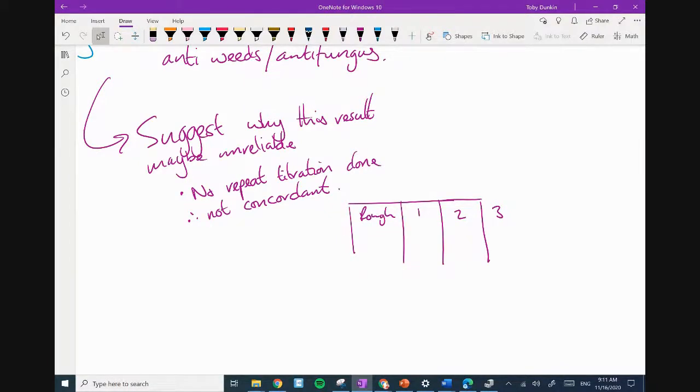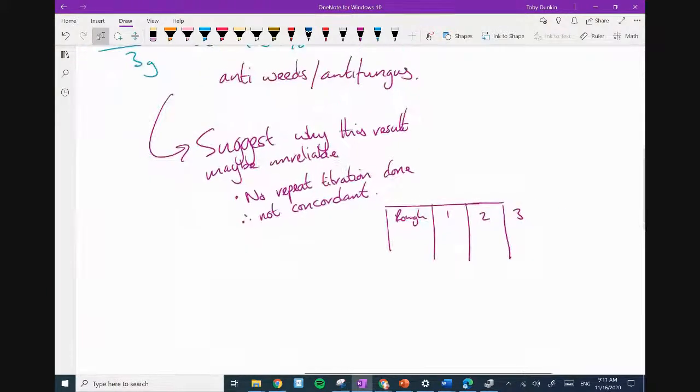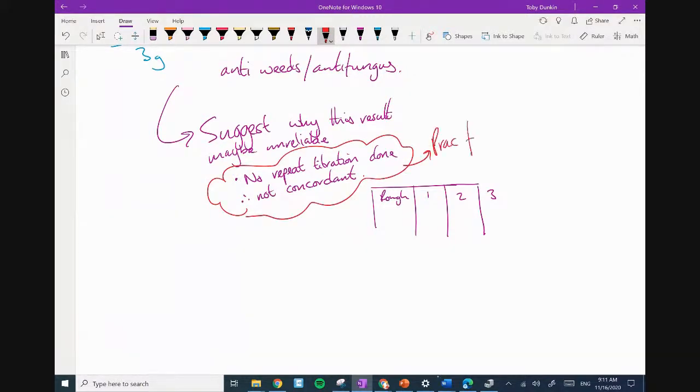Accuracy of a burette is to 0.05 of a centimeter cubed. Anyway, the next thing is that's the first suggestion, and that's the practical aspect. That is a practical fault. There is another reason why this is not reliable.